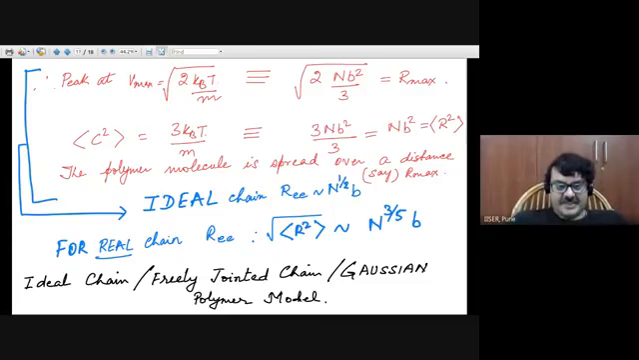Meanwhile, just to emphasize, this ideal chain is also called the freely jointed chain model, right? And if you consider that the bond length tends towards zero, but in a way that the total length of the chain remains constant, so that you make the contour length a continuous function, then it's the so-called Gaussian polymer model. And again, R goes as n to the power half into b.